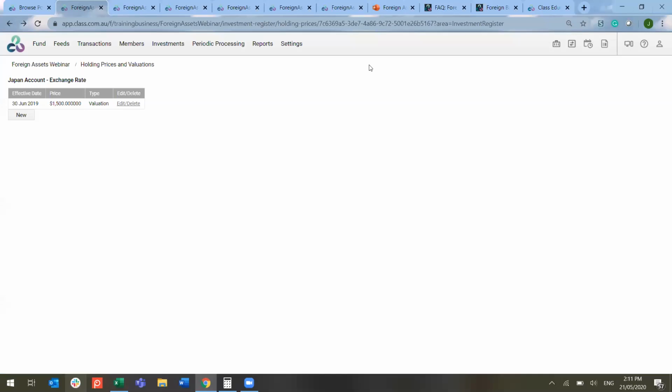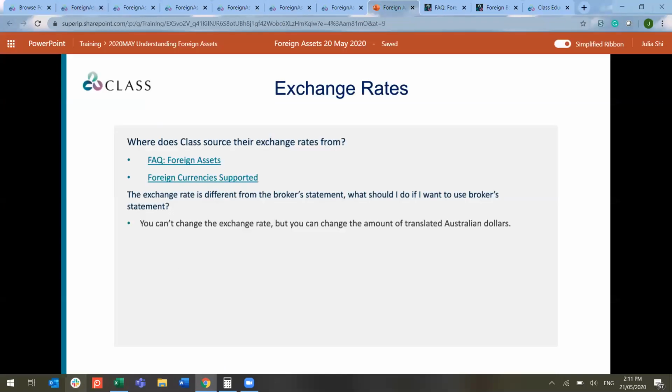So this is how you update the page. Oh, trying to get back to this screen. All right, this is how you update your exchange rates.